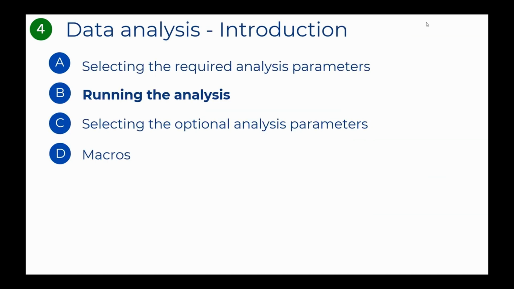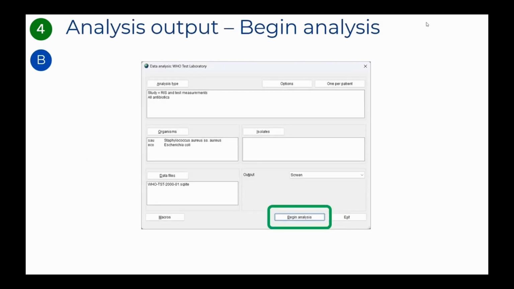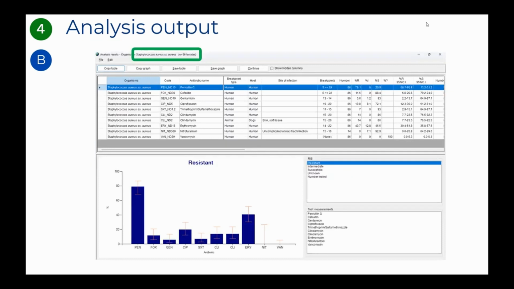Section B, running the analysis. I have previously answered the required questions. I can now click on Begin Analysis. When the analysis is complete, WHONET shows me the analysis results.